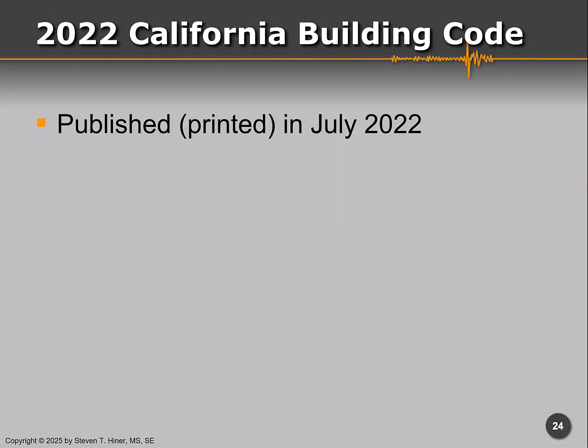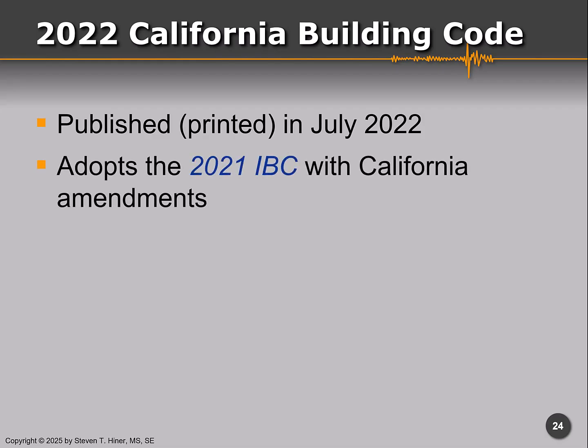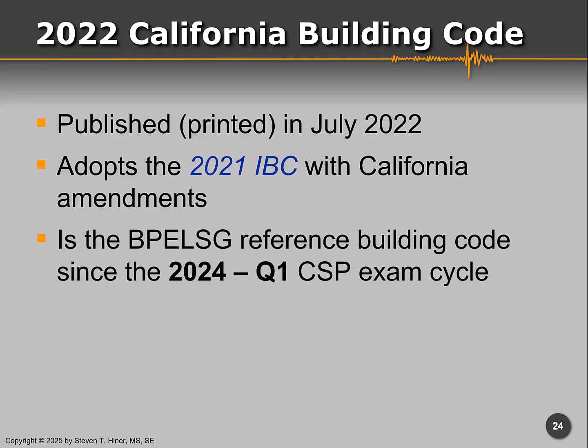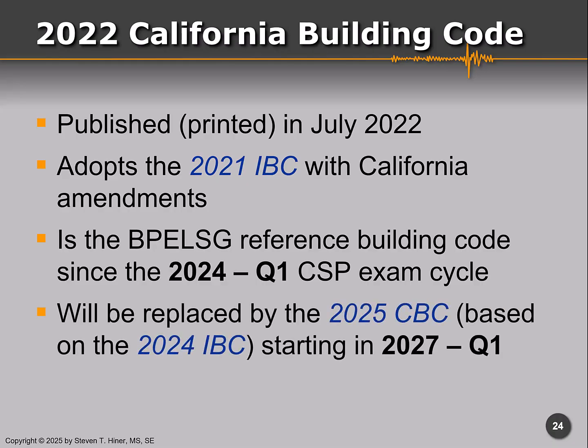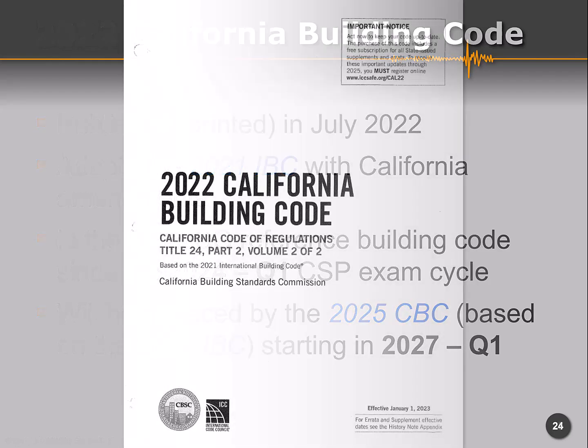That 2022 CBC was published in July of 2022. It adopts the 2021 International Building Code, or IBC, but it also provides California amendments from state agencies. It is the reference building code for the board since 2024 quarter 1, and it will be replaced by the 2025 California Building Code, which will be based on the 2024 IBC starting in 2027 with the first quarter.